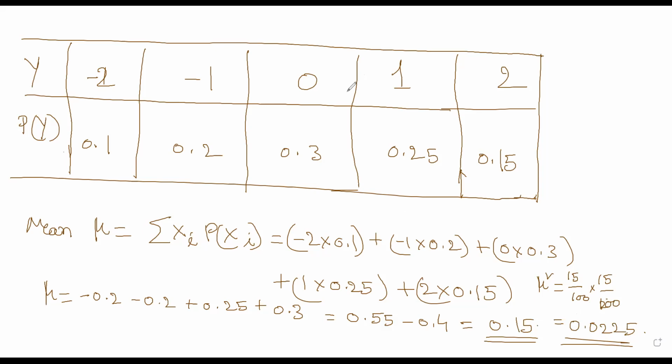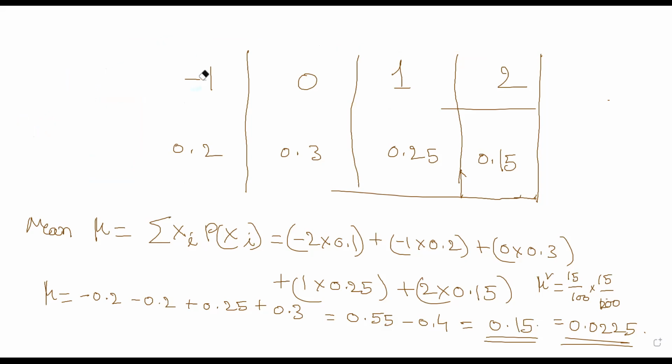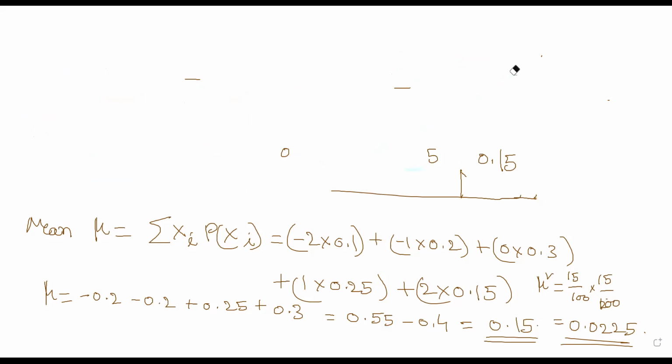Now after this, what you have to do is find sigma square, minus 2 square into 0.1, plus. So sigma square I had to find. Can I rub this off? Can you try the sigma square yourself? Okay.